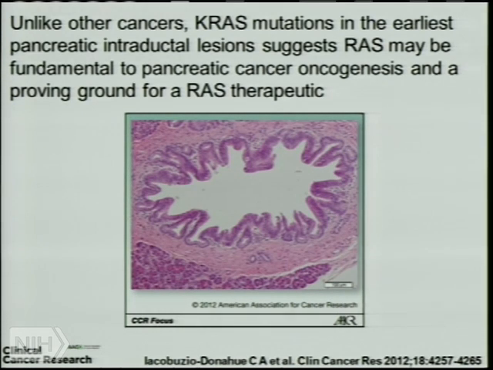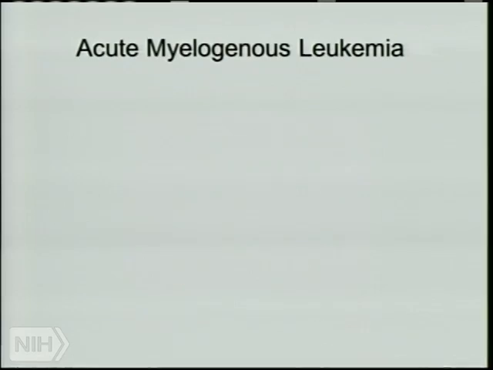So that suggests that it is fundamental to pancreatic cancer oncogenesis, and this is really the proving ground. So if the RAS Initiative is going to come up with a drug, it better work in pancreatic cancer. That's like a huge challenge to you because this is one of the most drug-resistant cancers we have.